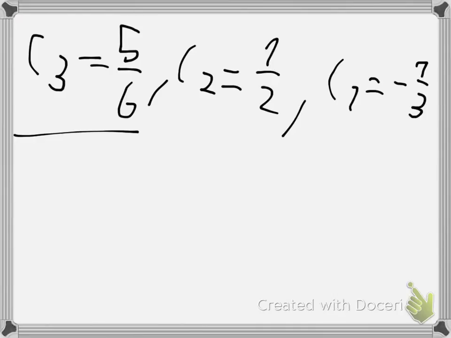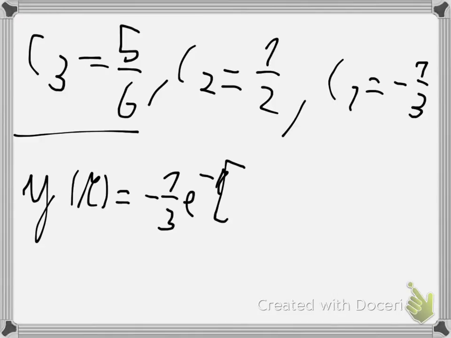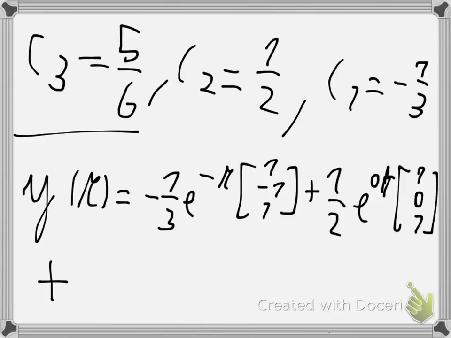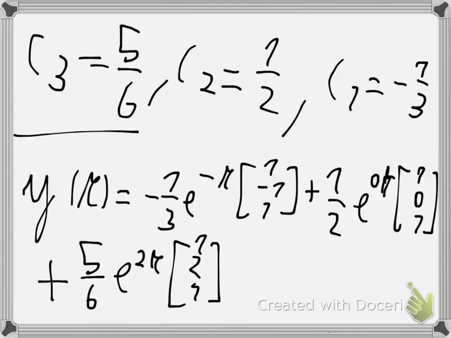And so you can rewrite your general solution now with the coefficients C1, C2, and C3. You get that y of t is equal to -1/3 times e to the -t times 1, -1, 1, plus 1/2 times e to the 0t, which becomes 1, times 1, 0, -1, plus 5/6 times e to the 2t times 1, 2, 1. So that will be your solution.